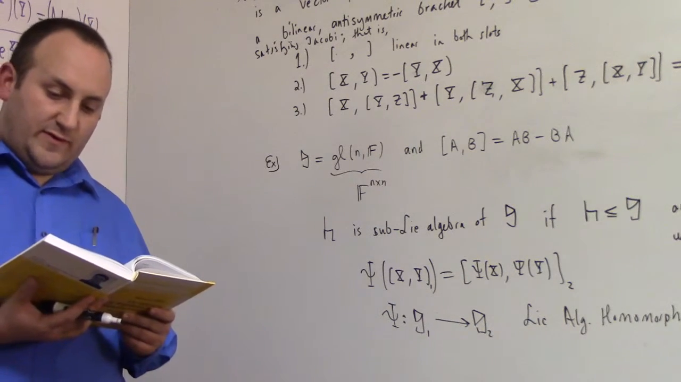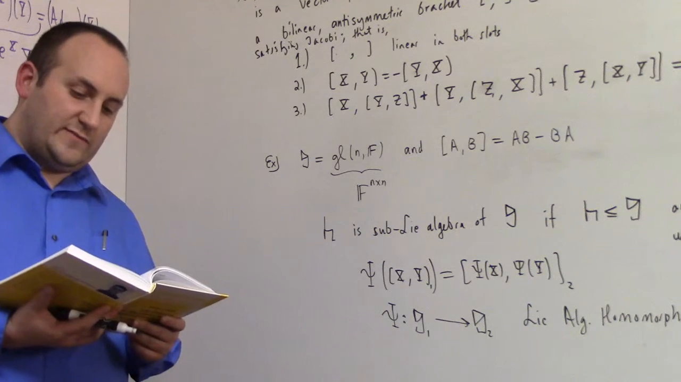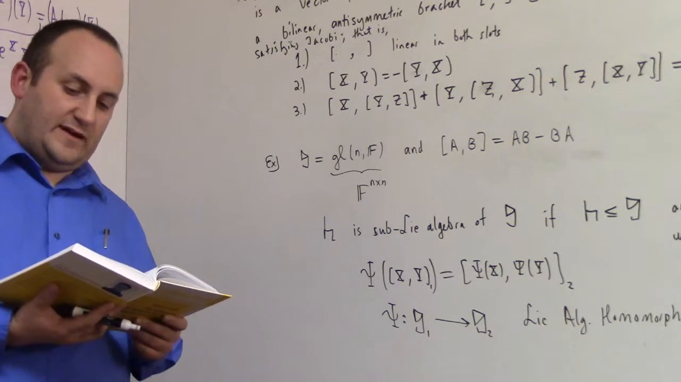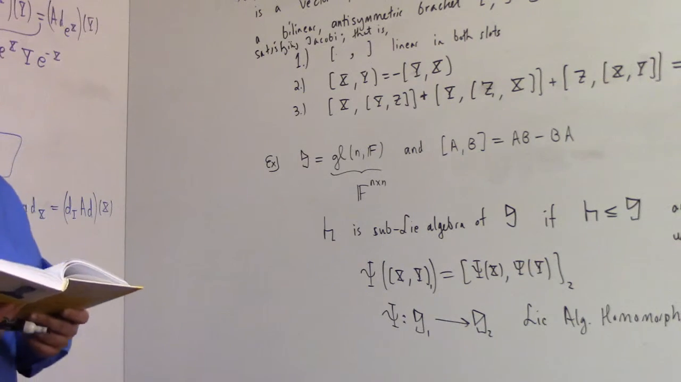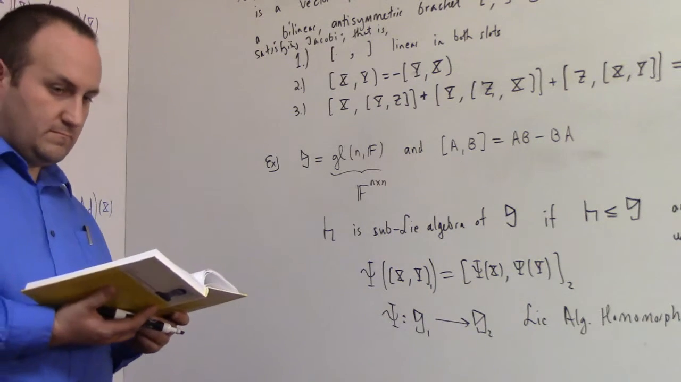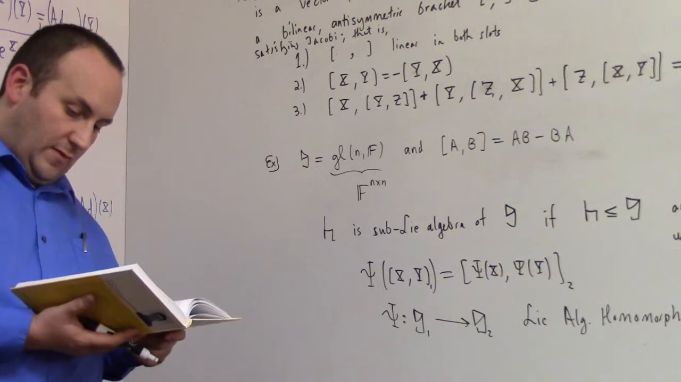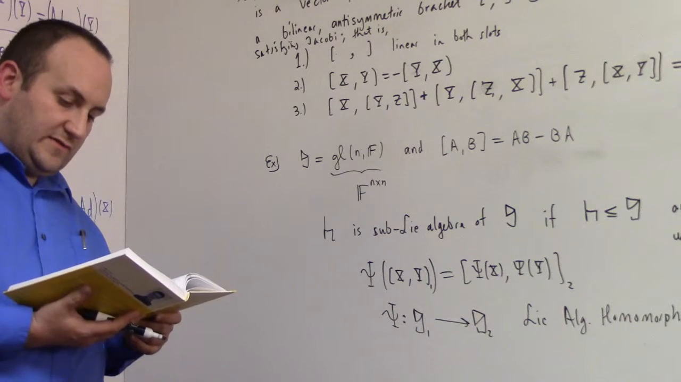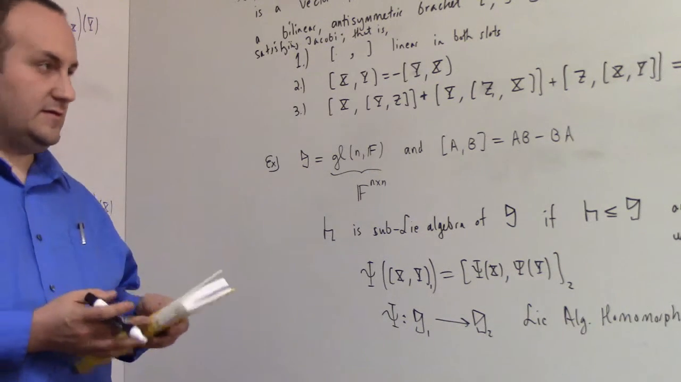Oh, and here's the theorem of Ado. Theorem 2.40. Every finite dimensional real Lie algebra is isomorphic to a subalgebra of gl(n, R). Every finite dimensional complex Lie algebra is isomorphic to a complex subalgebra of gl(n, C). So there's that. He defines, now look at this. This is a new add, right?